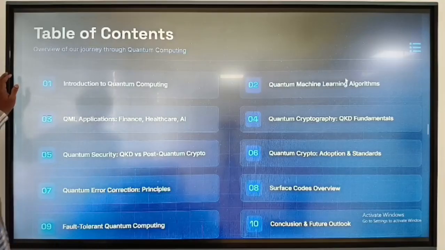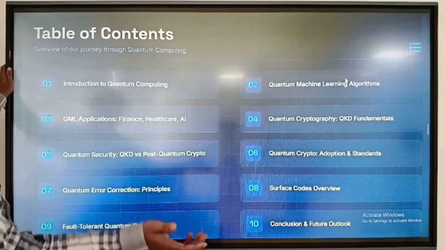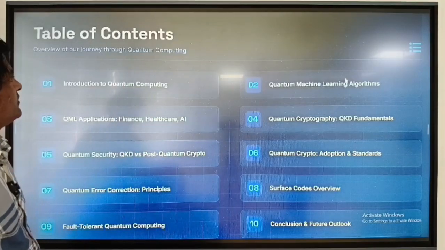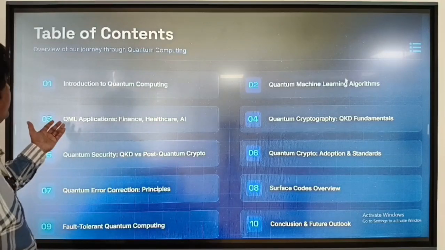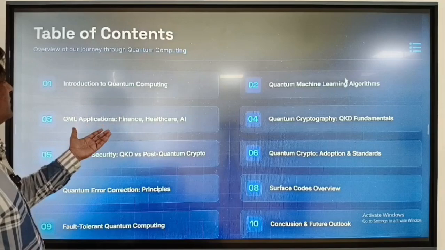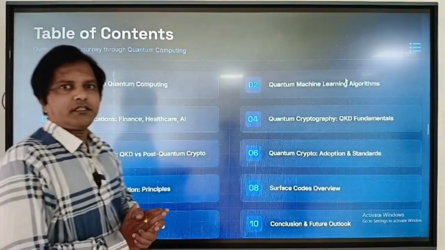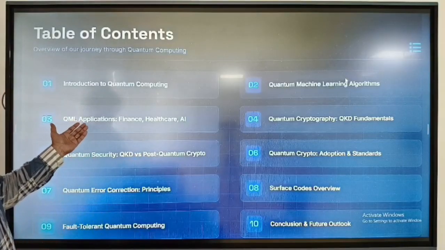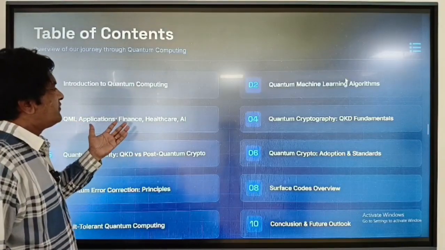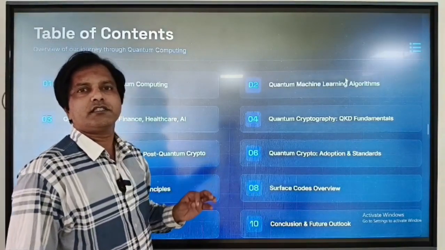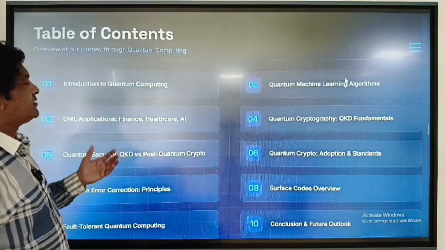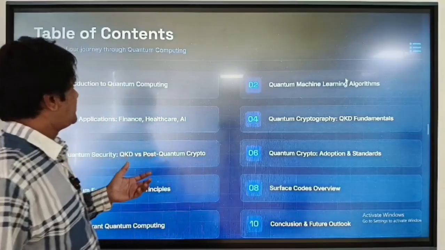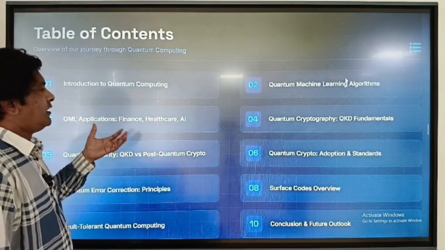Here is the table of contents which we are going to discuss in the next few minutes. Introduction to quantum computing, which we have seen already in the first slide. Quantum machine learning applications, and quantum machine learning is all about quantum computing mixed with artificial intelligence. These applications are mostly in the finance, healthcare and logistics sectors. In finance we may see large computing of data, especially profit and loss and balance sheets. So these are the applications.